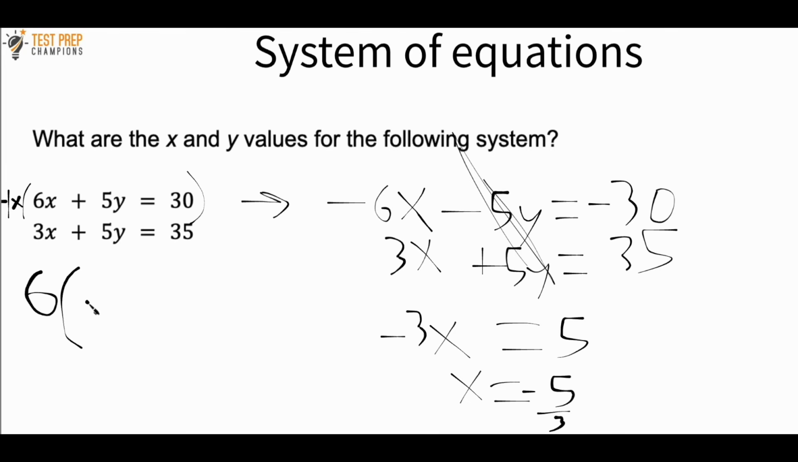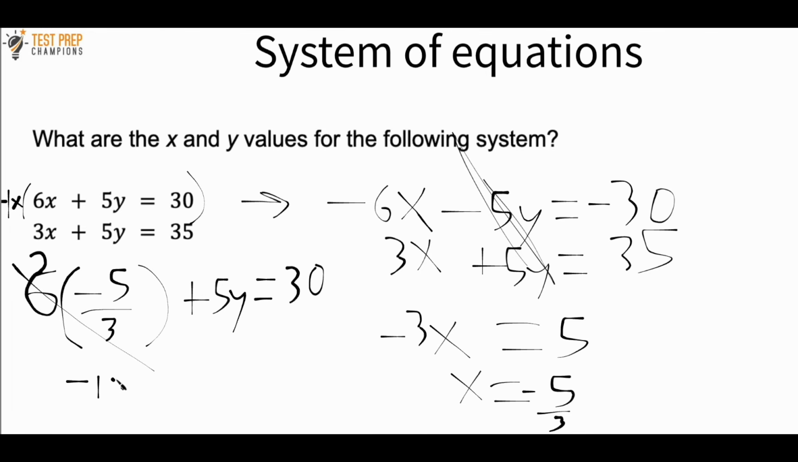So let me do 6 times negative 5 over 3 plus 5y equals 30. What's going to happen if I do it this way? Well, 6 divided by 3 is 2. 2 times negative 5 is negative 10. So I'd have negative 10 plus 5y equals 30. I'd want to add 10 to both sides, so I'll have 5y equals 40. Now I divide both sides by 5 to find that y equals 8. So however you did this question, x equals negative 5 over 3 and y equals 8.